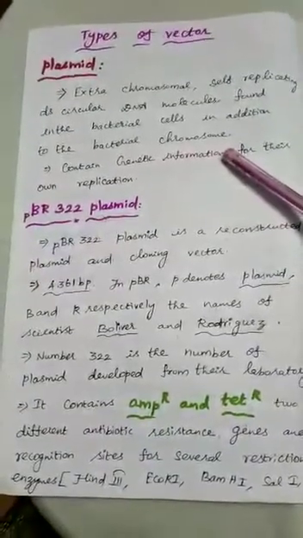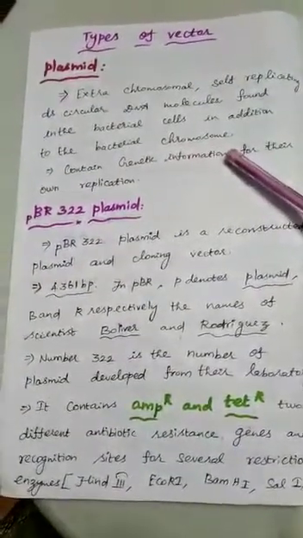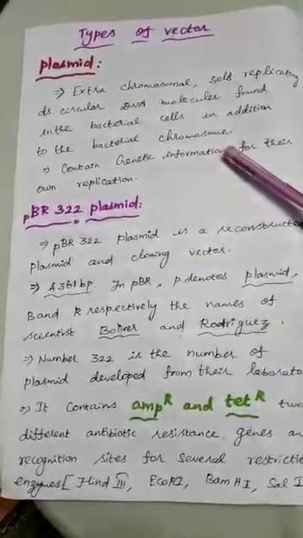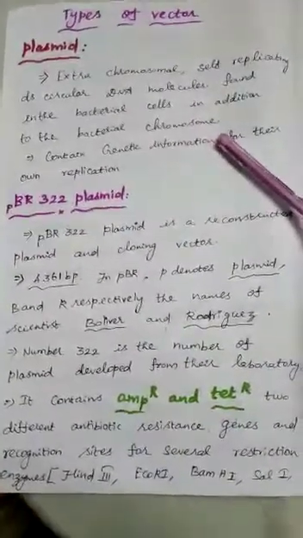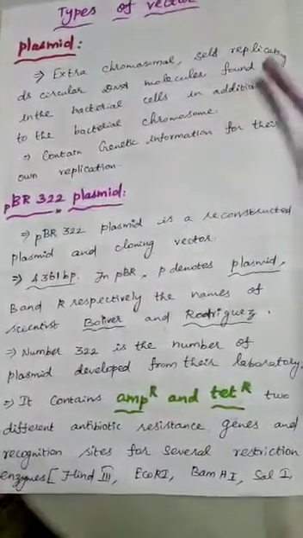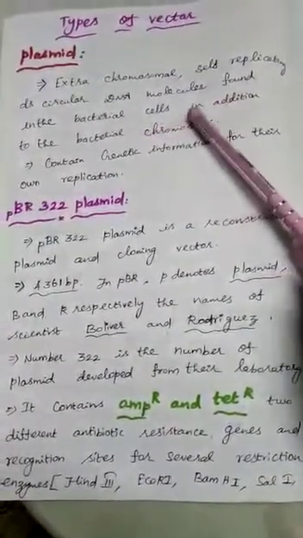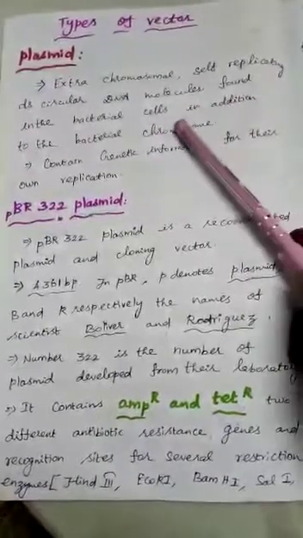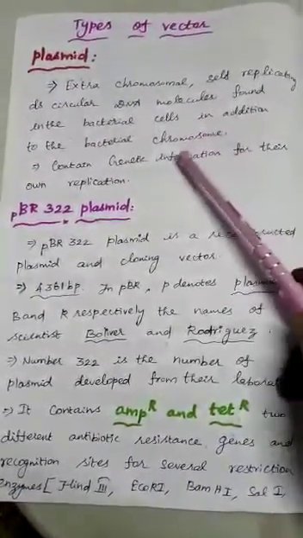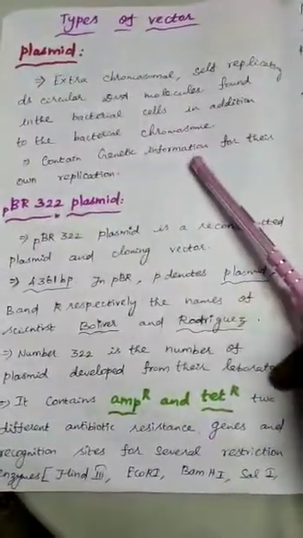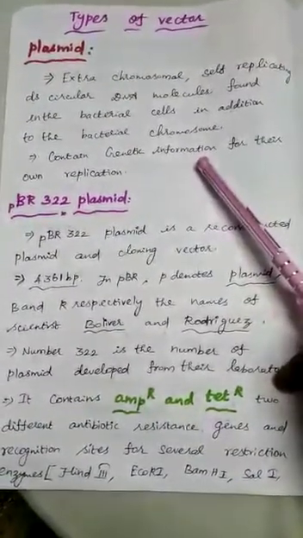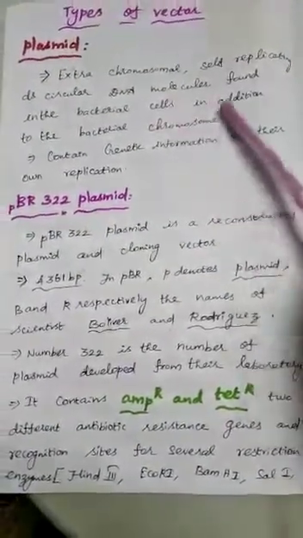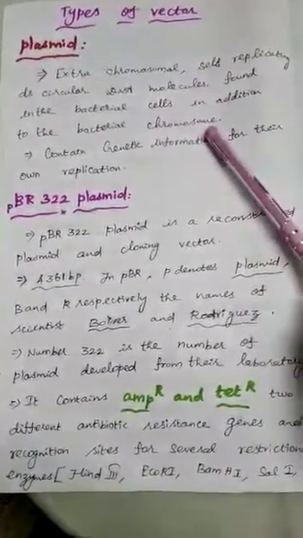Let us see the next topic, types of vector. Before that, we understand the plasmid. We already know about the plasmid. Plasmid means extra-chromosomal, self-replicating, double-stranded circular DNA molecules found in bacterial cells in addition to the bacterial chromosome, and it also contains genetic information for its own replication. So this is the definition of plasmid.